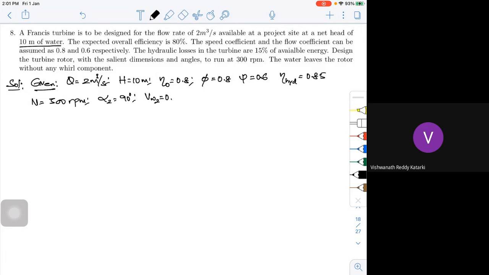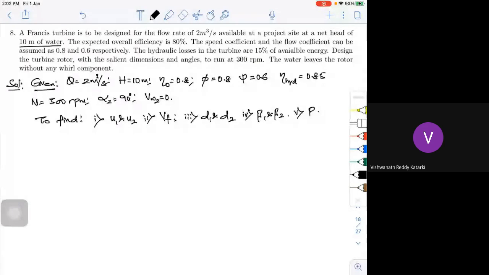This is what they are giving. And what are they asking? They are asking to design everything. So design means what are the things which you are supposed to find? The first thing, you have to find both U1 and U2, being a radial turbine. Fine, that's one thing. And you are supposed to find the flow velocities, Vf. And you are supposed to find the diameters, D1 and D2. And you are supposed to find the blade angles, beta 1 and beta 2, and the power developed.